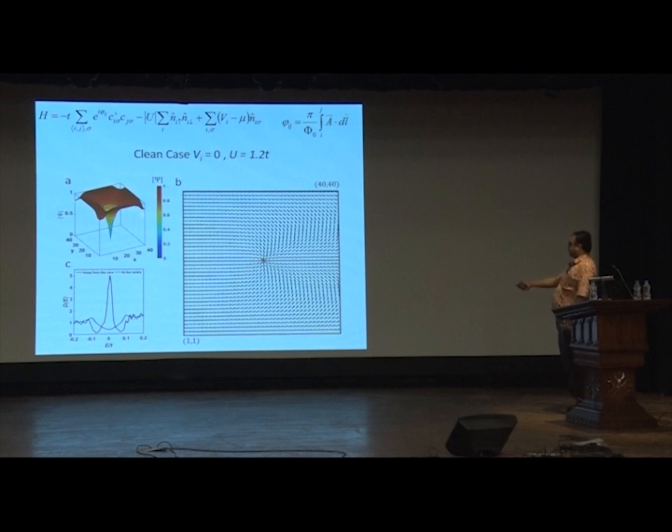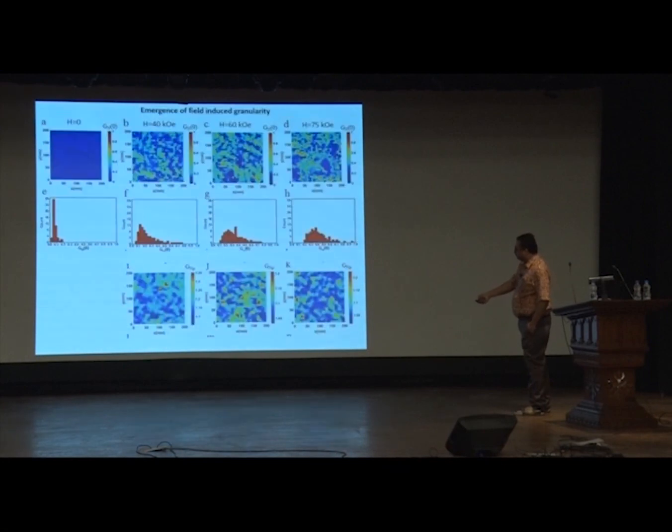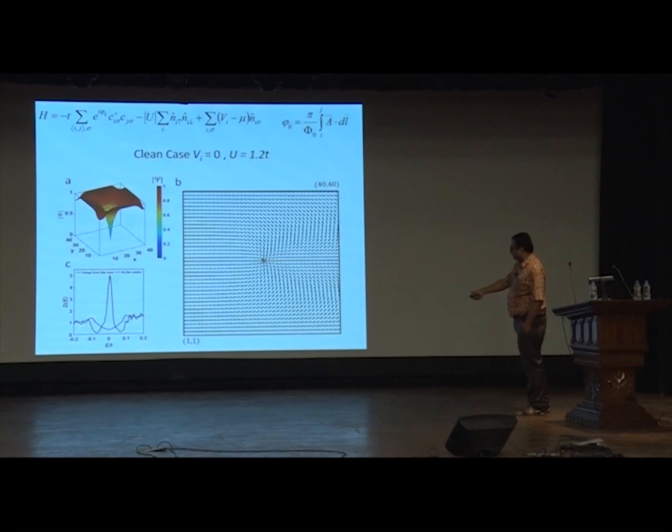I have a vortex here. At the center of the vortex core, I have this huge zero bias conductance peak, essentially because of the confinement, the Andreev bound state, and away from the vortex core, I have this soft gap and this coherence peak.